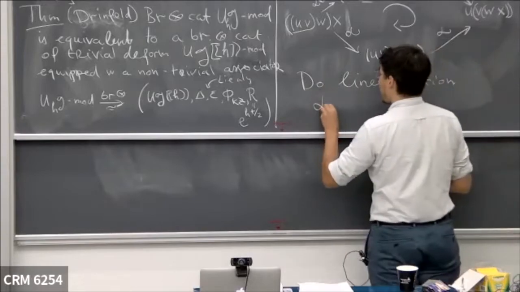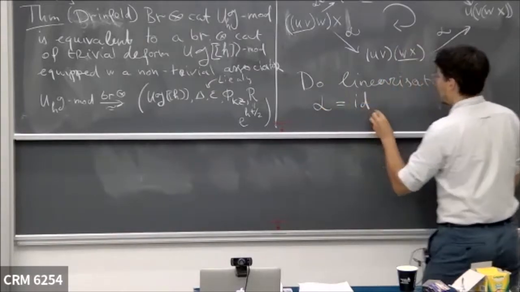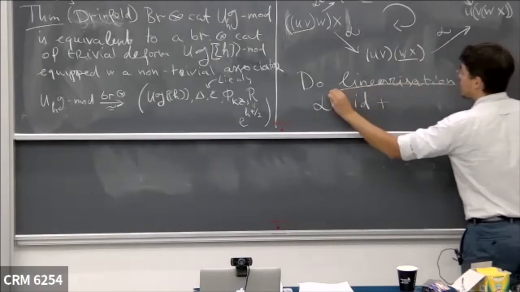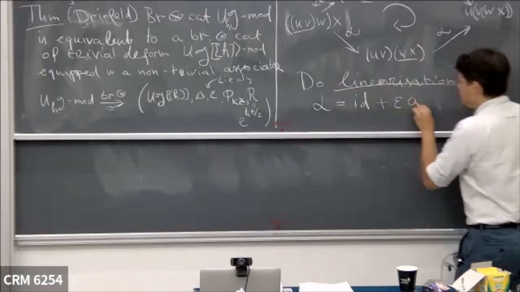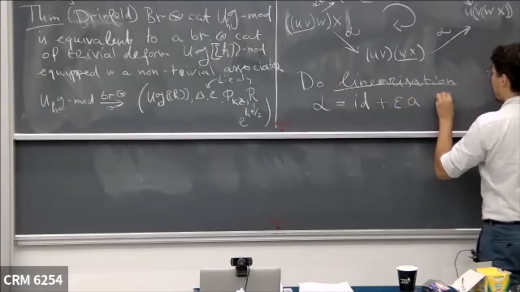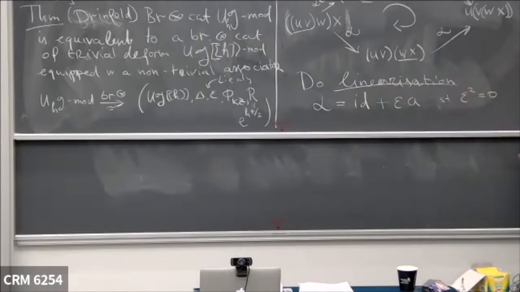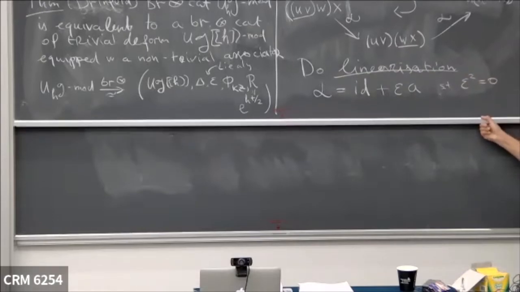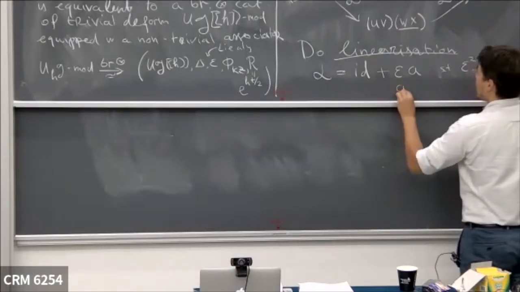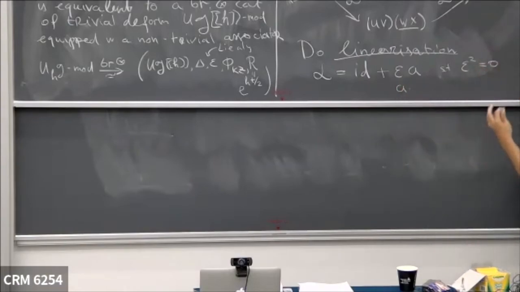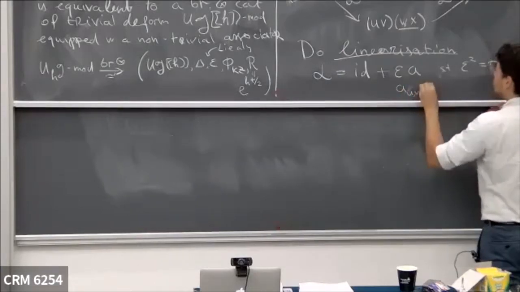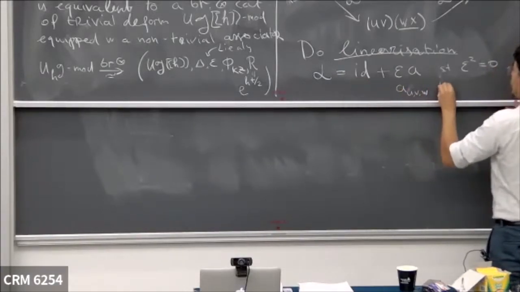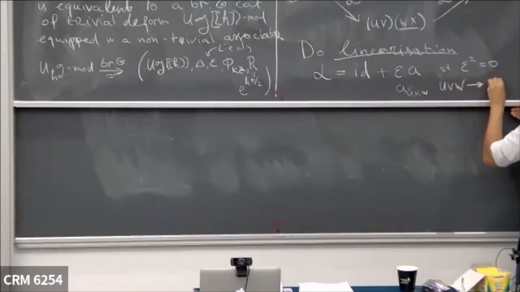So we'll assume that alpha is of the form identity plus, which is what linearization means, identity plus some epsilon times A, such that epsilon square is 0. So we're going to look at infinitesimal deformations. Epsilon is now a small parameter, and A is a family of maps U, V, and W, and because I assume it's strict, it's from U, V, W to itself.